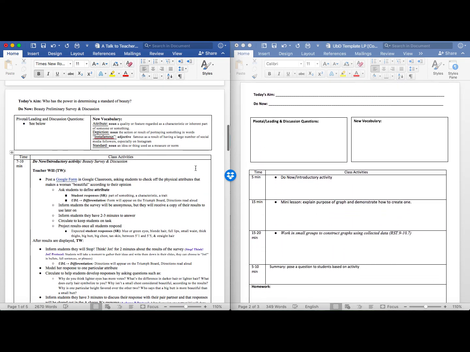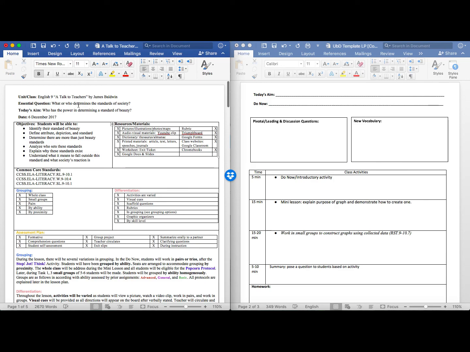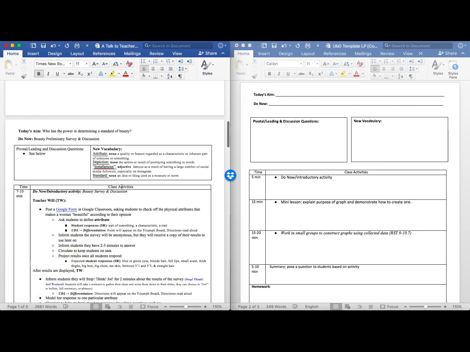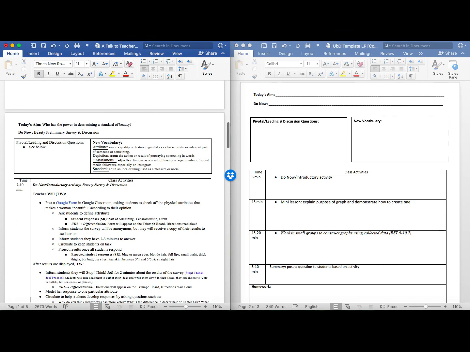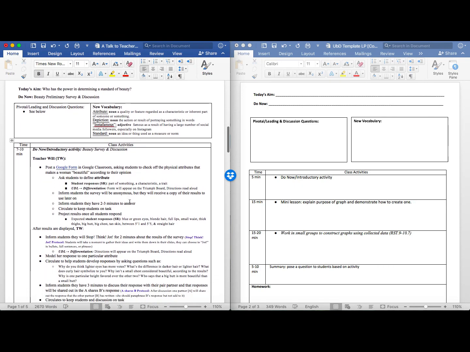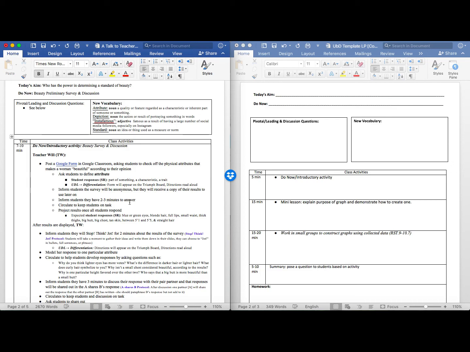here, this aim, who has the power in determining the standard of beauty, is actually the same. Who has the power in determining the standard of beauty? So whatever you wrote on that first page is going to be rewritten here. Do now is, what are your students going to be working on the moment that they walk into the class? There's always going to be an aim, there's going to be a do now, and or a homework if you're going to be assigning a homework. What are students going to be working on?